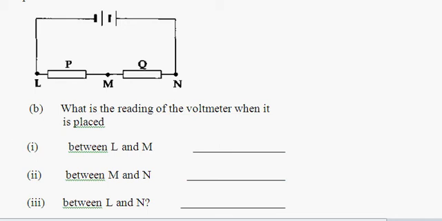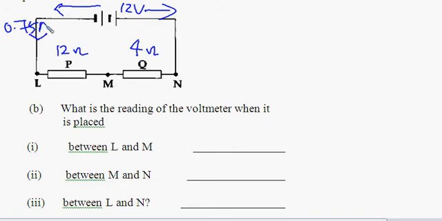Okay, in this case, just now we already calculated in part A the resistance, which is A. Remember, 12V is the potential difference of the EMF, and this is 12 ohm and this is 4 ohm, right? So just now we calculated the total current as 0.75 ampere.